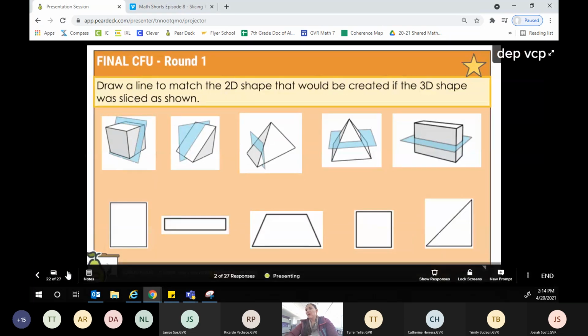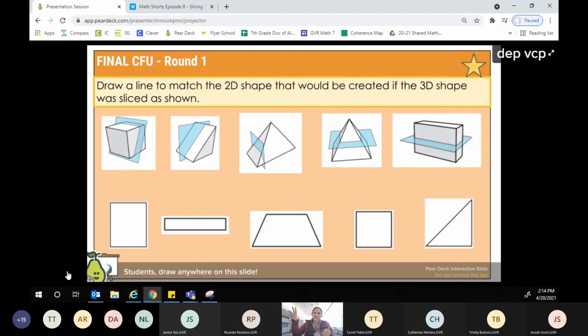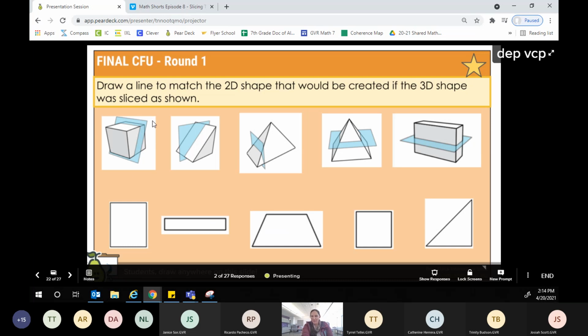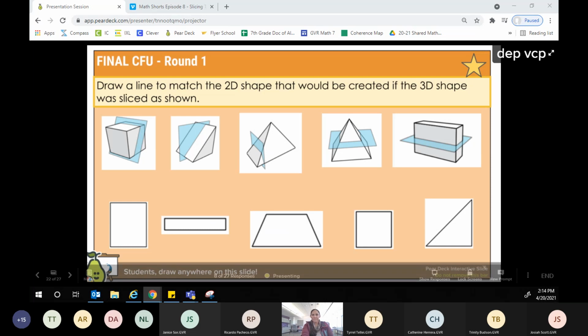So for our check for understanding, you're just drawing a line from which cross section of these 3D shapes on top would create the 2D shape on the bottom. So be careful because this one is diagonal, so that's kind of funky. This one we just talked about with our key point. It's vertical, but it's not through the top, so it's slightly different than the example we saw earlier. So be careful. Let's see which ones match.